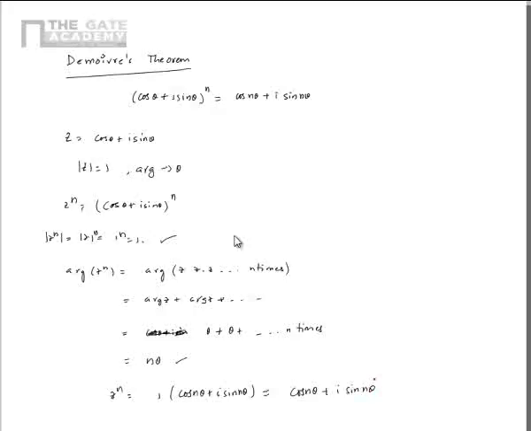Okay, so this is how z to the power n looks like. So we started with this and proved this. This is an important theorem which helps in simplifying complex numbers. Basically you can calculate the power of a complex number. So let's take some example.